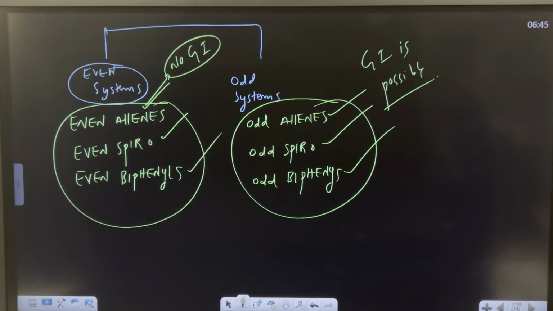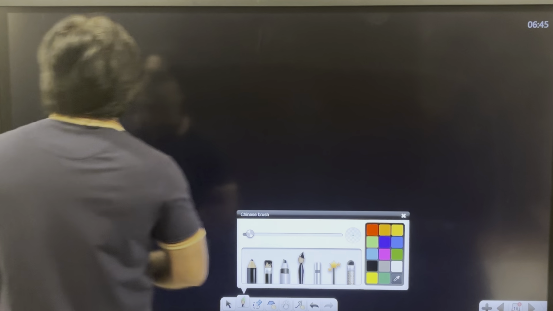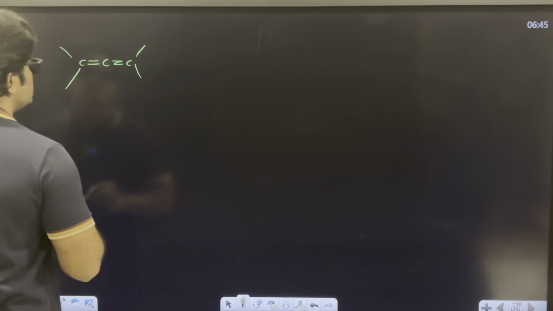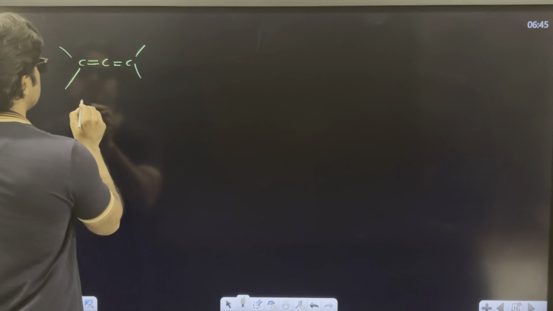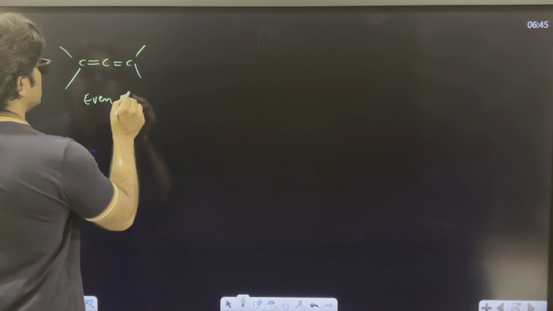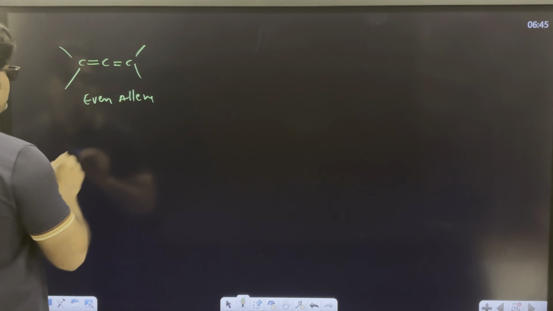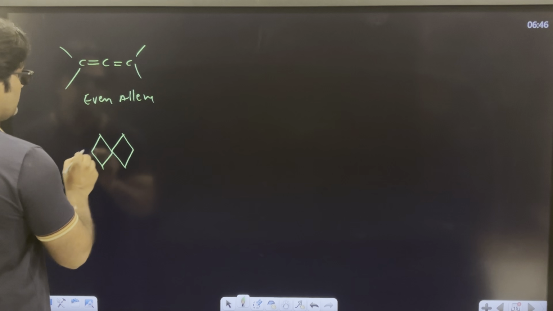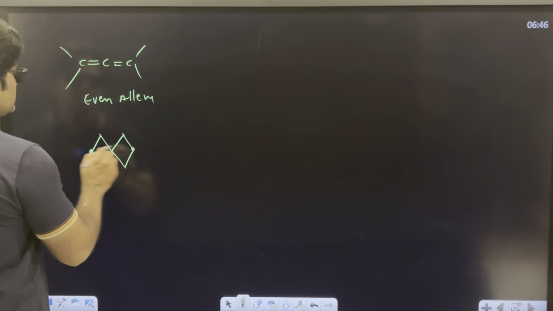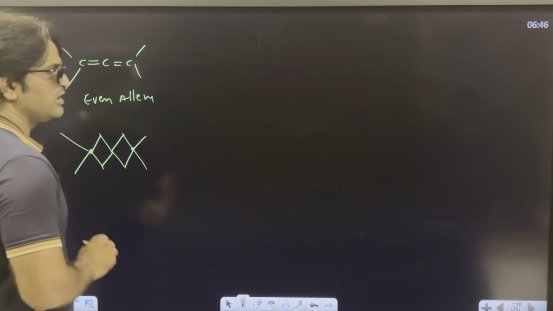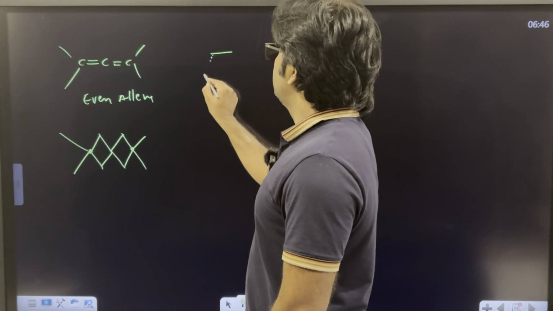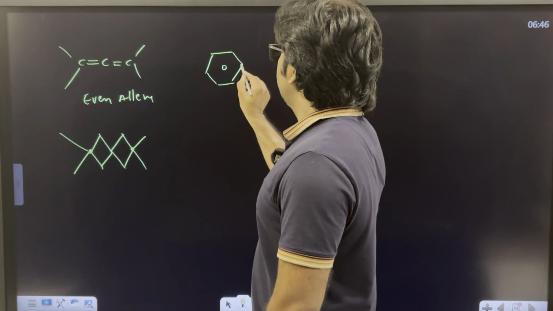Come to a few examples. Here I am going to take C double bond C double bond C. This is an even allene because of the presence of two double bonds. Next one, even spiro compound, but here the condition is that substitution is given at the extreme left and right carbon atoms, but not on other carbon atoms. And biphenyls.